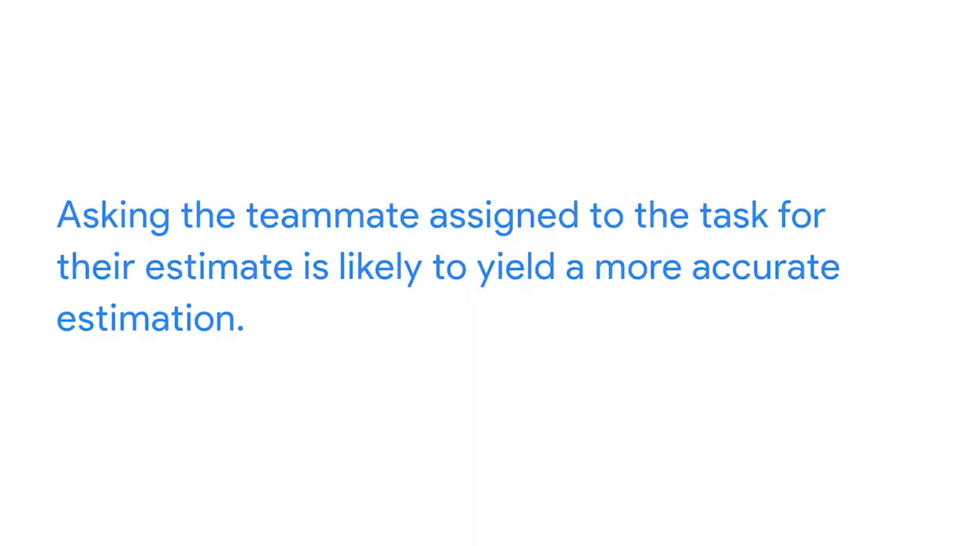For example, this might include meeting with the global sales team to identify clients, gathering contact information, determining client language preferences, and building a spreadsheet to house this information. Asking the teammate assigned to the task for their estimate is likely to yield a more accurate estimation, since they'll have a deeper understanding of the work and the nuances of what's required to complete the task.